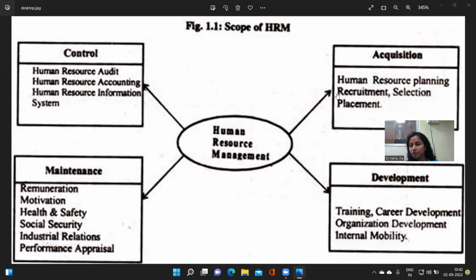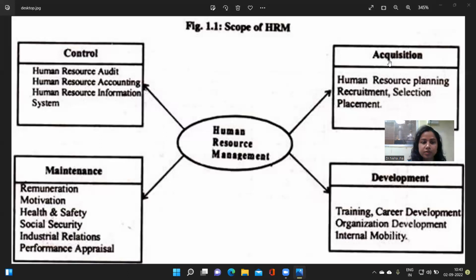Here in the figure, the first procedure involved is acquisition. Acquisition means what all things we do while procuring any human resource, right? This procedure involves HRP, human resource planning. Now, what is human resource planning all about? If we talk about human resource planning, it involves 3R. That is, right number of people at right job at right time, right? This is human resource planning.